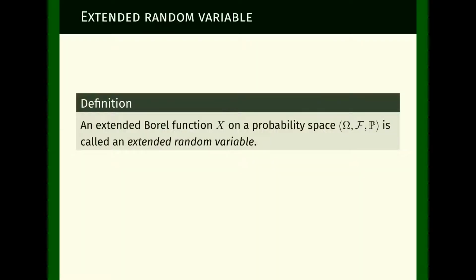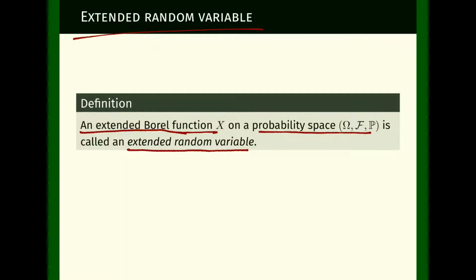We will start with the definition of extended random variable and then discuss some properties. Most of them will be familiar to you about random variables. Starting with the very simple definition of extended random variable: an extended random variable is a function X from a probability space to the extended real line, which is measurable with respect to the Borel sigma field. So that's an extended Borel function, which was the topic of the previous video lecture.